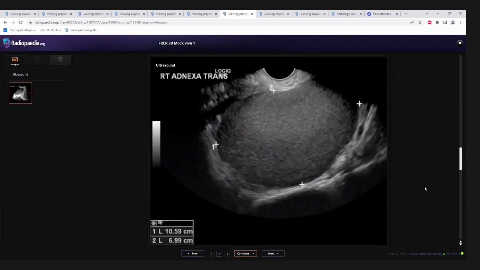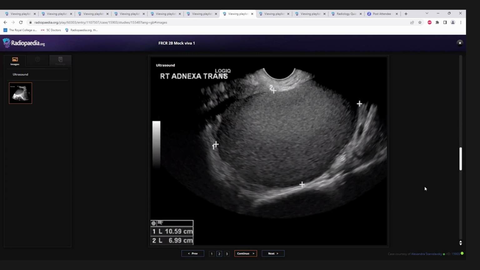Okay. Any other differential you'd like to give, sir? Yeah, the other differential is an endometrioma. And so this has to be correlated with the patient's history, if there is any history of dysmenorrhea or history of irregular cycles as well.